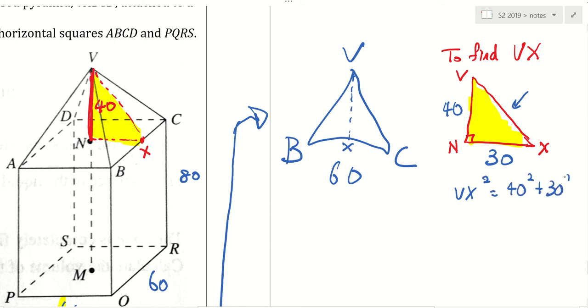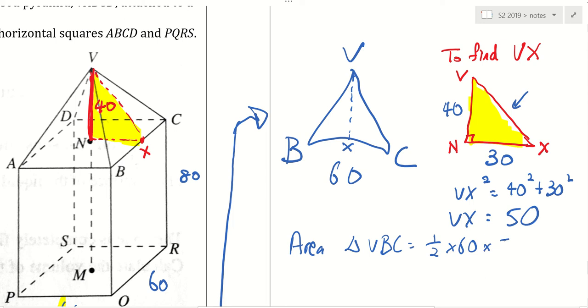So from here, can you find your VX now? Press your calculator. What's your VX? 50. Do you get a 50? Yay! Then problem solved, right? I can now find the area of the triangle. Area of triangle VBC will be equal to half times base times the height. And how much is that? 1,500 cm squared.